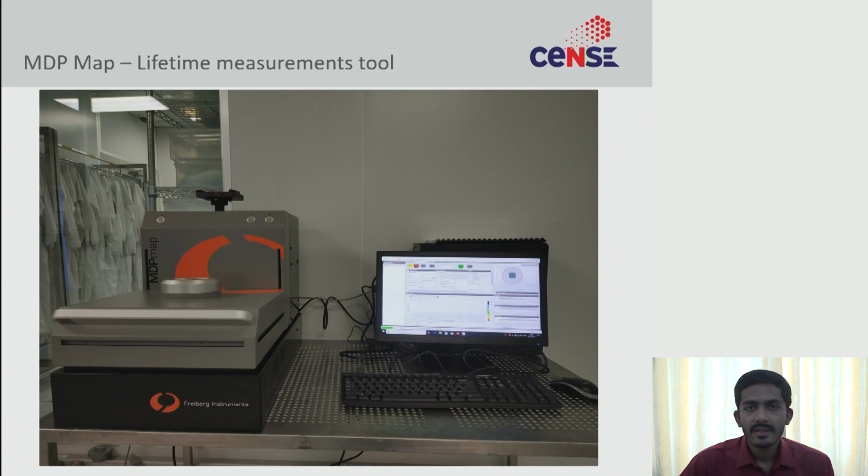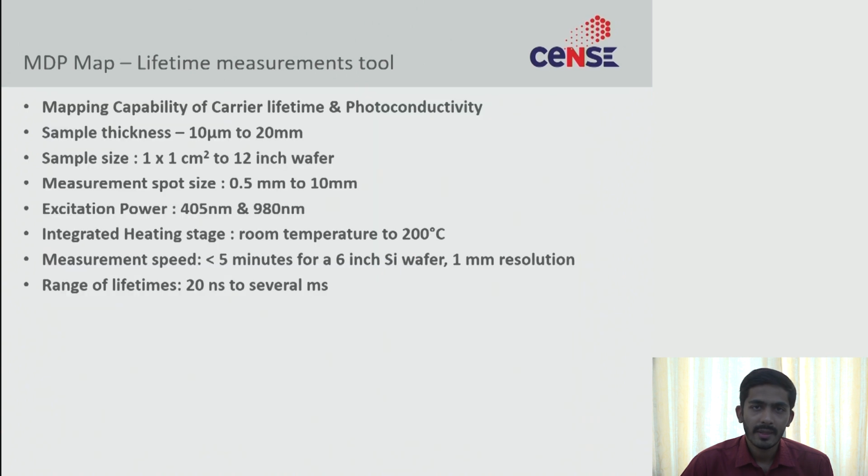The next tool is MDP Map. MDP stands for Microwave Detected Photoconductivity. This is a tool which is used to measure carrier lifetime of your sample. These are the capabilities of the tool. You can measure carrier lifetime as well as photoconductivity. The sample thickness can range from 10 micrometer up to 20 mm. The sample size can be 1 centimeter up to 12-inch full wafer.